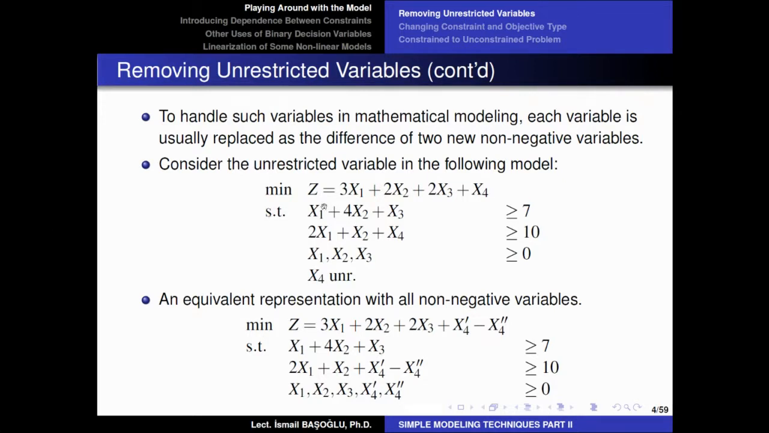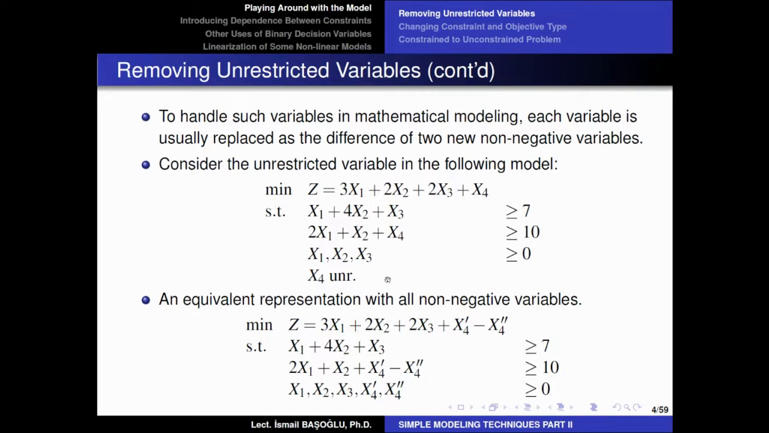You see, we have a mathematical model where the objective function is the minimization of a linear function of 4 decision variables, and we have 2 inequality constraints in the form of a greater than or equal to inequality. We have x1, x2, and x3 used as decision variables in the first constraint, and x1, x2, and x4 used in the second constraint. And we are forcing the first 3 decision variables to be non-negative, while the fourth decision variable is unrestricted.